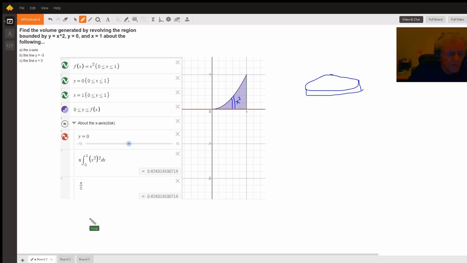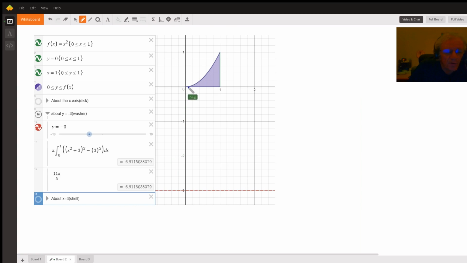If I go to board 2, where we want to revolve about the line y equals -3, it still looks like we're going to go perpendicular to the axis of revolution, but now we're going to use the washer method, which means outer radius squared minus inner radius squared, still integrating from 0 to 1. What is the outer radius? It's the distance from this point to this point.